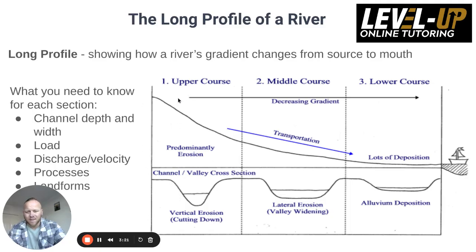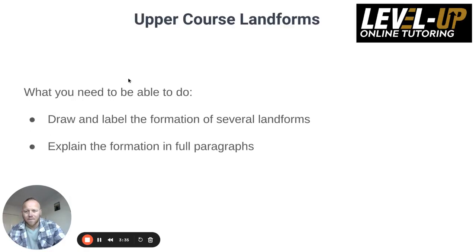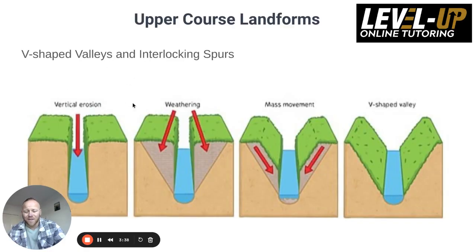The main processes in the upper course are vertical erosion, more lateral erosion in the middle course, and then we start to get lots of deposition occurring at the mouth, where we get estuaries and things like that forming. So the landforms we're going to focus on, we're going to look at V-shaped valleys and interlocking spurs, and then we're going to look at the formation of a waterfall and gorge.